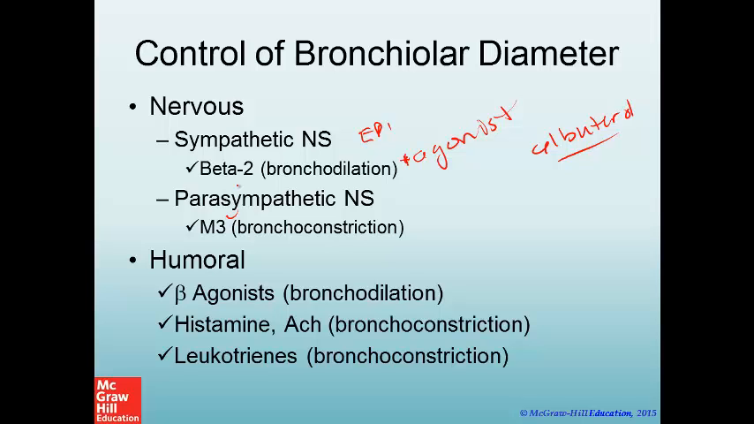Humoral release, obviously any beta agonist will cause bronchodilation. Things like histamine and acetylcholine will give you bronchoconstriction. And leukotrienes, which we talked about when we talked about the arachidonic acid pathway, right? Eicosanoids. Leukotrienes give you bronchoconstriction during severe allergic attacks. Things like anaphylaxis.